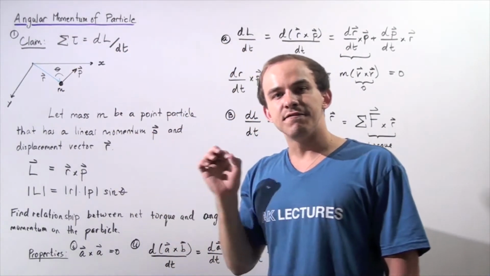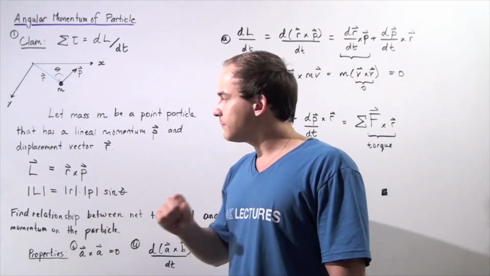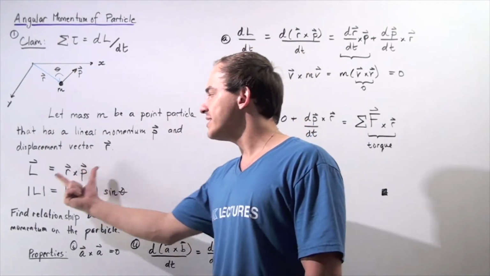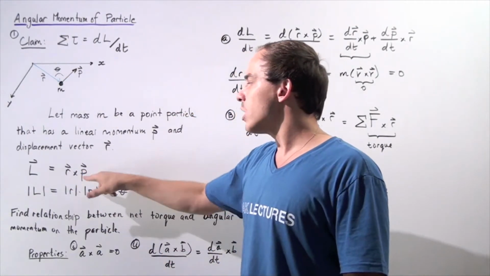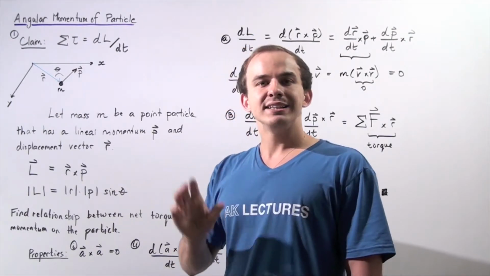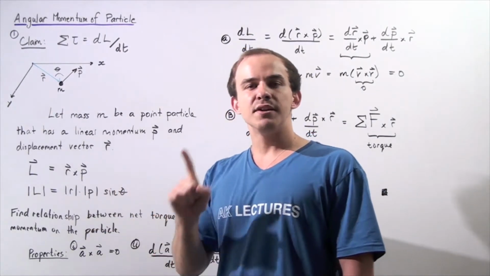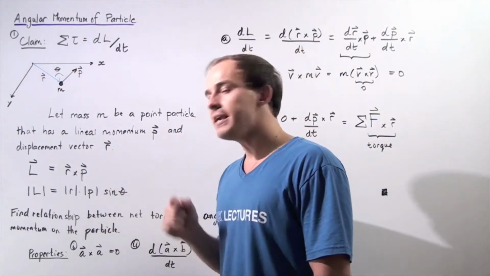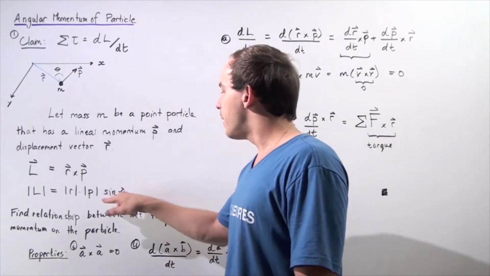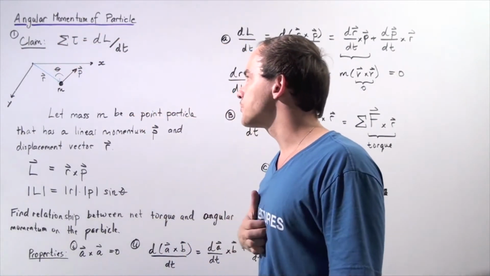If we want to find the angular momentum of the object, we have to use the following equation. We take the cross product of our r vector cross p vector. And to find the magnitude, we simply take the product of the magnitude of the r vector and the magnitude of the p vector and multiply by the sine of the angle theta between our two vectors.